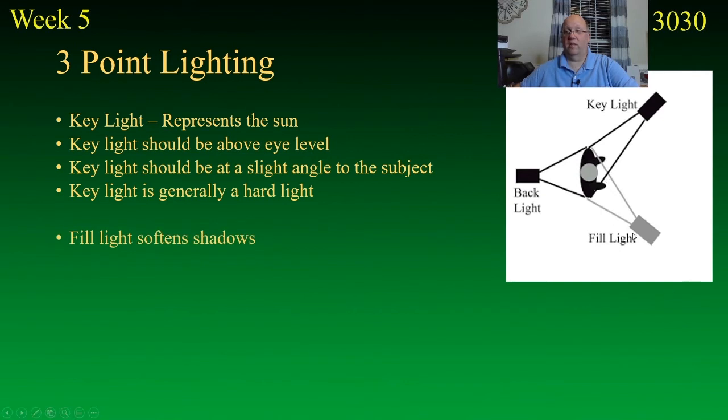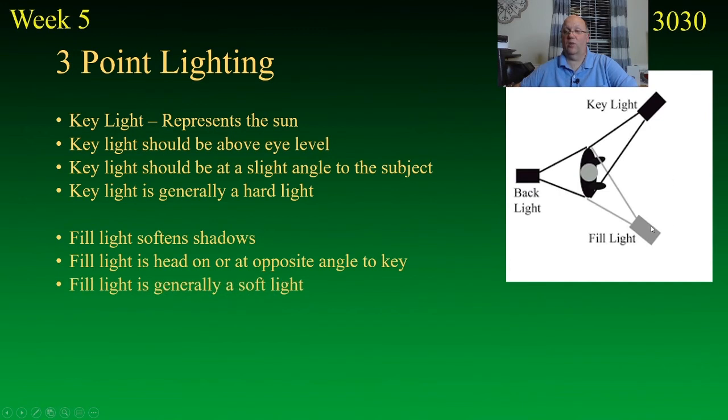Now the fill light fills in shadows. It softens the shadows. Basically, it doesn't eliminate the shadows. It only fills some of them in. And the fill light is either going to be head on or it's going to be off to the opposite angle as the key light. And it's generally a soft light. It's not creating more shadows. It's only dealing with the ones that are already there.